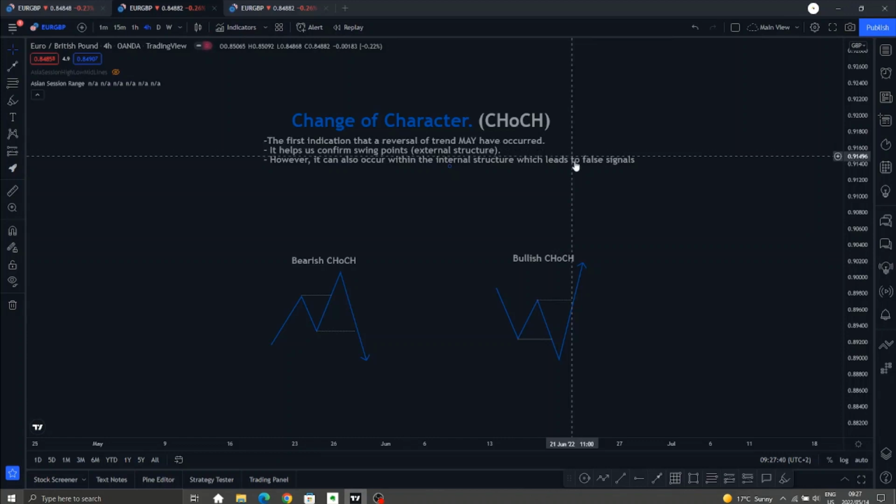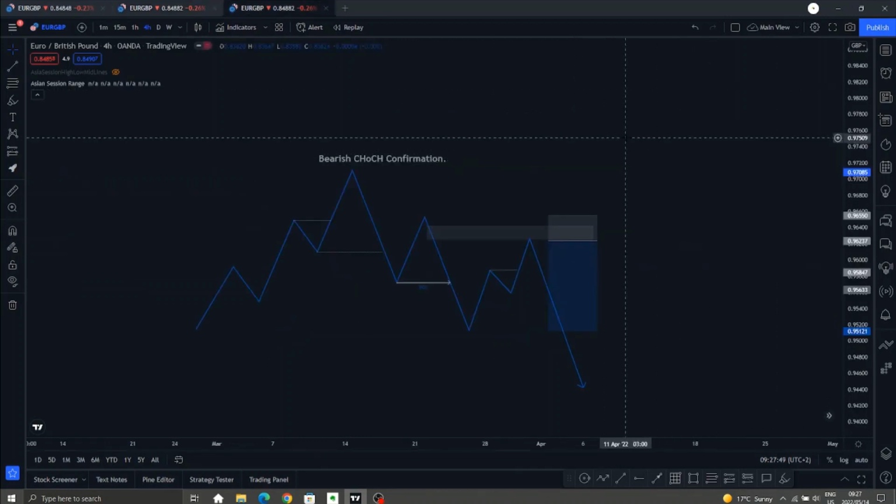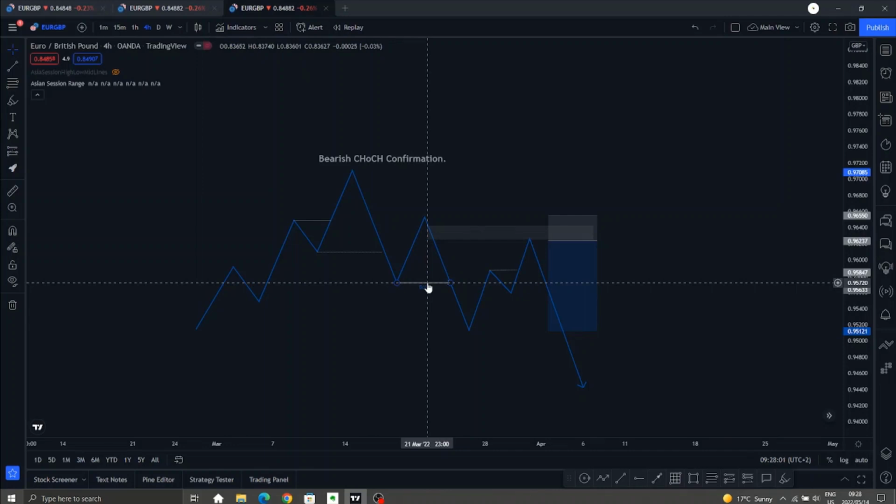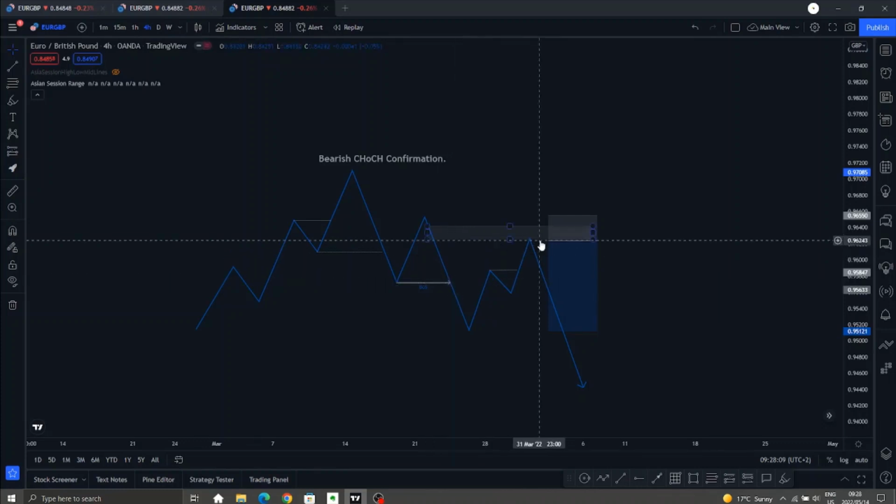Now, because of the fact that it can lead to false signals, what you can do is wait for a confirmation of your change of character to filter out those false signals. So after your change of character has occurred, you wait for a break of structure to the downside in this instance, and then only after you get that secondary break of structure is when you start looking to hop onto the trend.